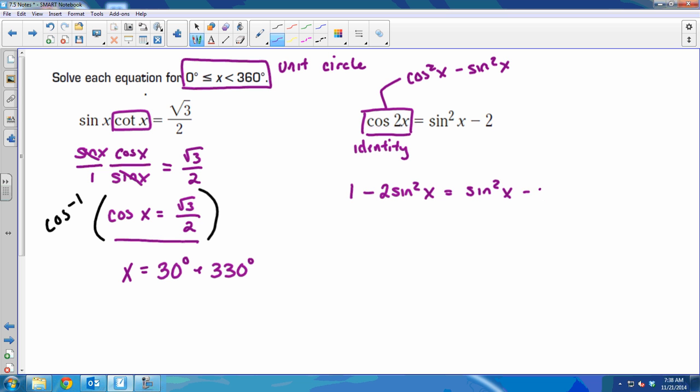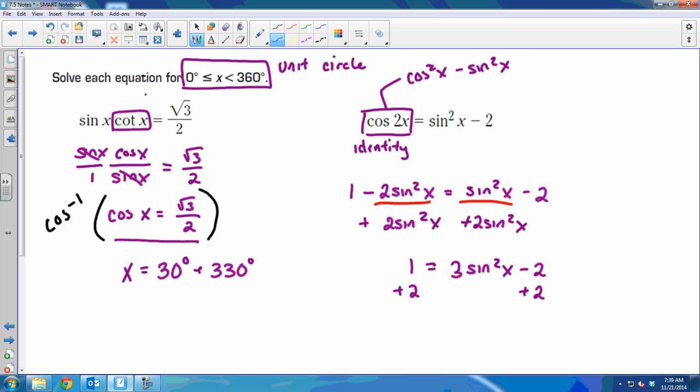I'm going to use that version because now everything is in terms of sine. I have sine squared, I have sine squared. There's no other random trig functions I have to split apart or anything like that. And now we're just solving a basic equation. I'm going to put all of the x's on the same side, and I'm then going to move all of the constants to the other side, just like you would in algebra. So I've got 3 sine squared x. I'm going to add 2 to each side. And I get 3 equals 3 sine squared x. And then I divide by 3. So 1 equals sine squared x.